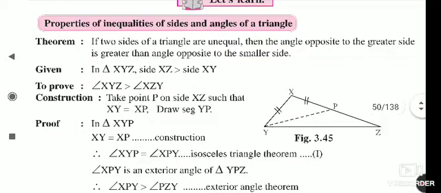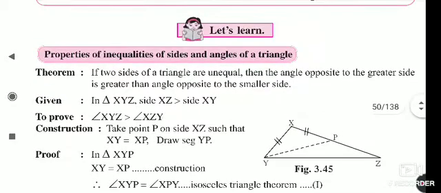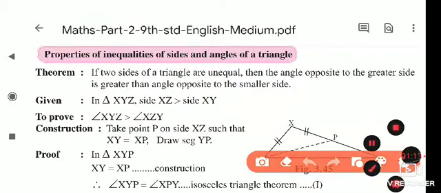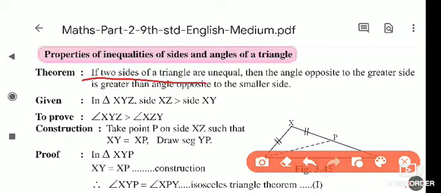So first of all, let us see its proof now. If two sides of a triangle are unequal, okay, equilateral triangles are there, as you know that all angles are the same, that is 60 degrees only. So here, if two sides of a triangle are unequal, then the angle opposite to the greater side.